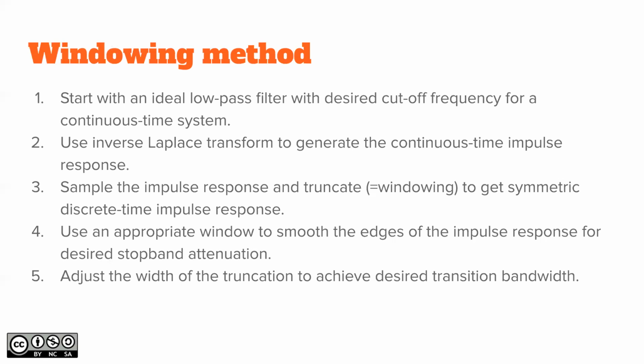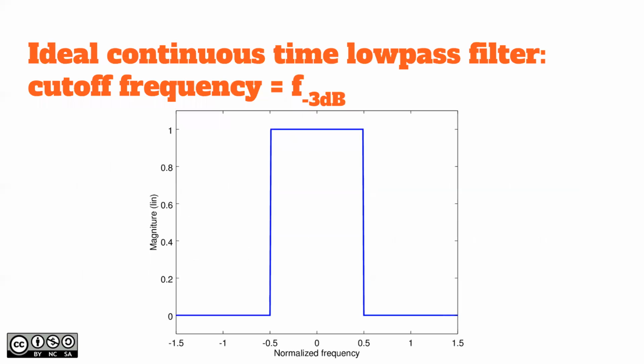Okay, so this is step 1. Ideal continuous time low pass filter with cutoff frequency defined by the minus 3 dB point, which would be somewhere here, doesn't matter, it's a box. So this is an ideal. And actually, let me annotate to remind you something. So draw a line.